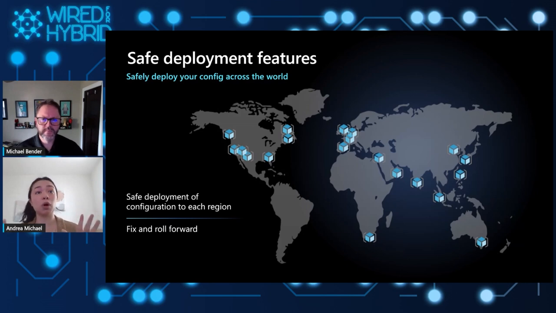Or if you find that there's something wrong, you can easily roll back. You can say, you know what? Deploy none. We're going to deploy no configurations back into East US. We need to go back and change some stuff before we want this taking effect in our VNets in those regions. So we give you that complete control to do so.